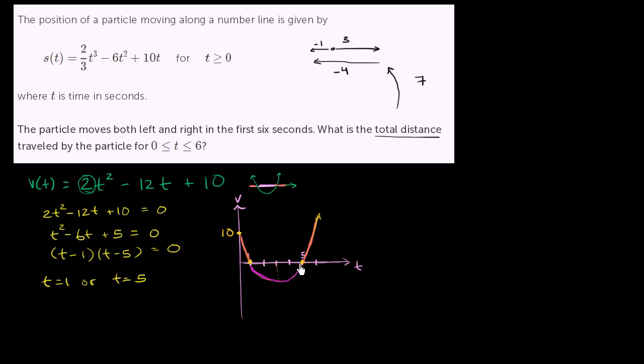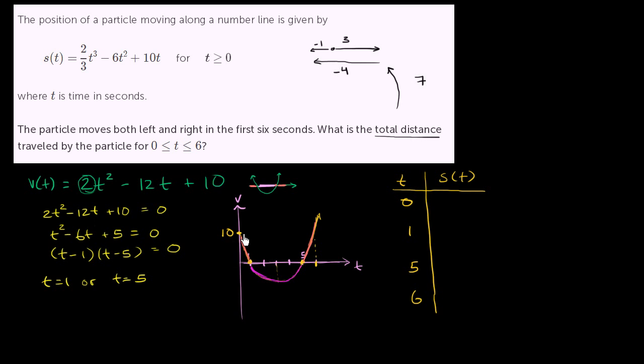at time 1, at time 5, and at time 6, which is what we care about. And then think about the distance it would have had to travel between those times. So let's make a little table here. This is time, and this is our position at that time. We care about time 0, time 1, time 5 seconds, and time 6 seconds.